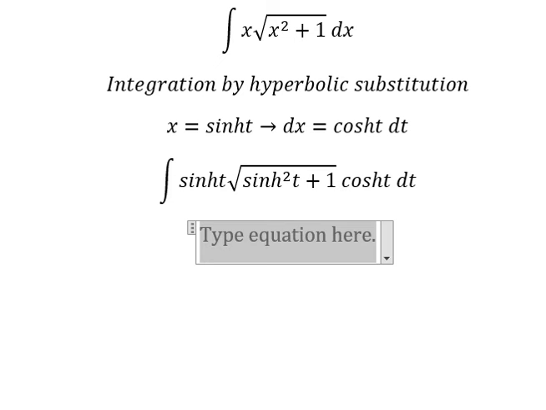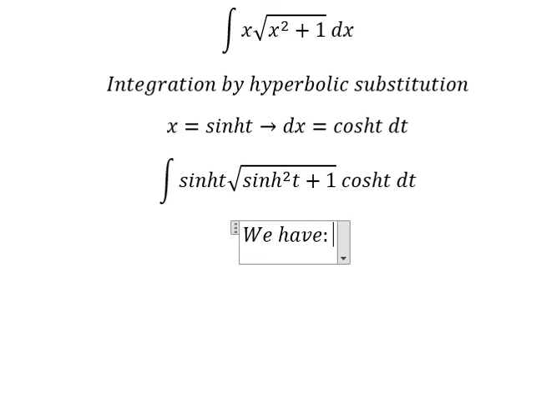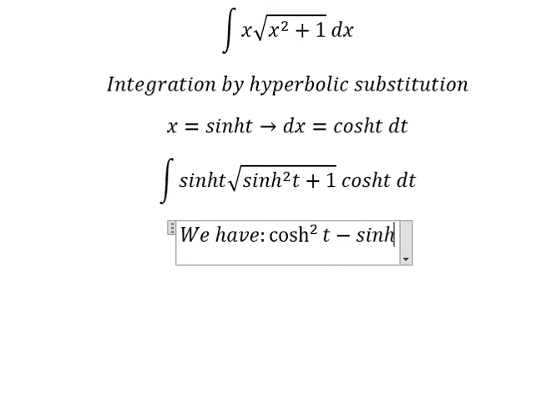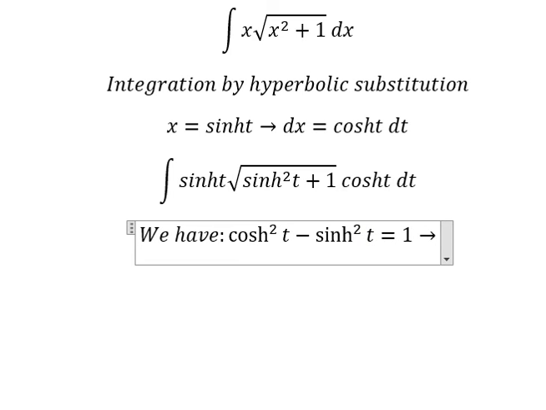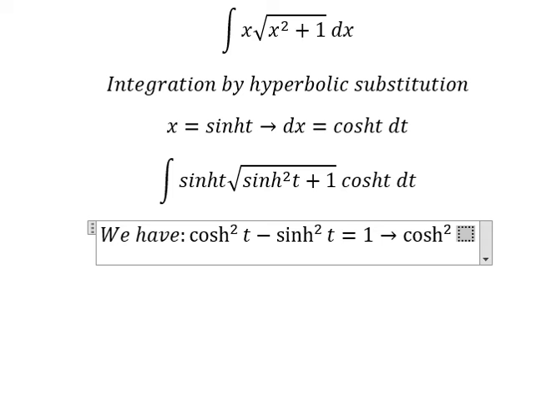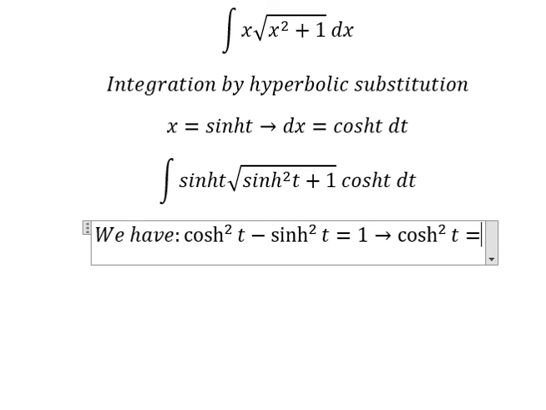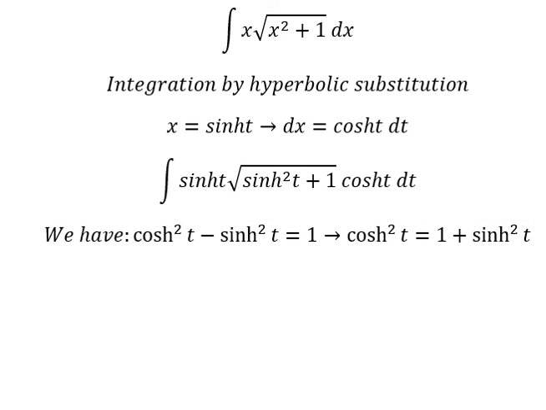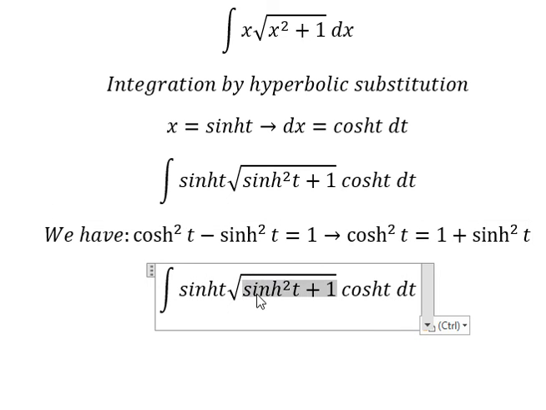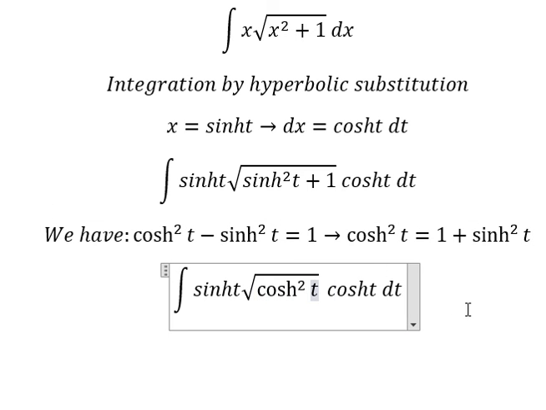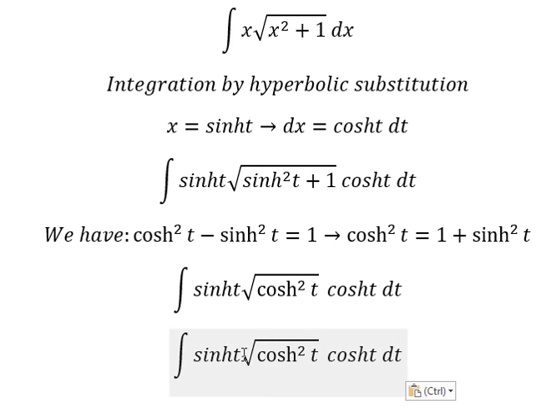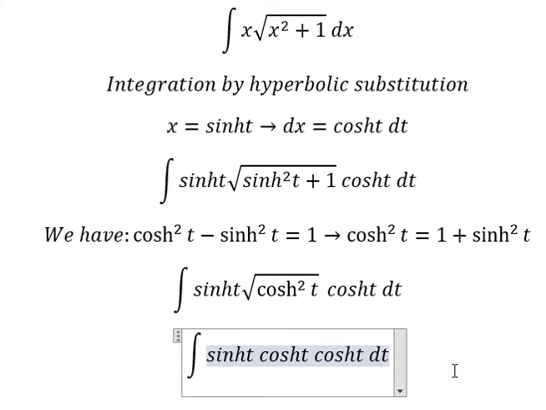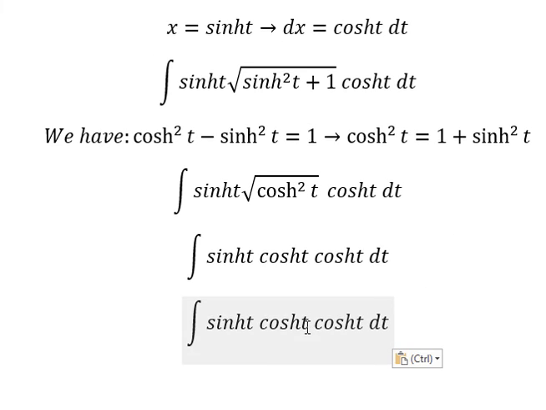So we have the formula in here: cos t squared minus sin t squared equals 1. So I will move this to the right, and you get cos t squared equals 1 plus sin t squared. So this one gives you cos t squared, this one gives you cos t, and cos t times cos t gives you cos t squared.